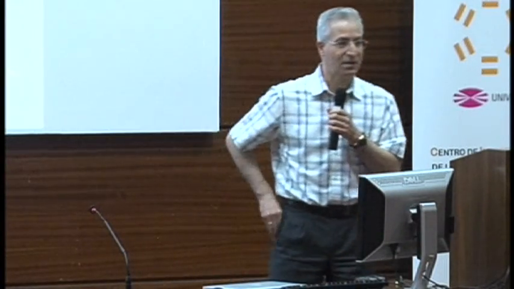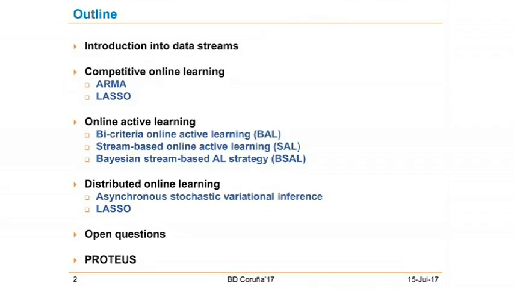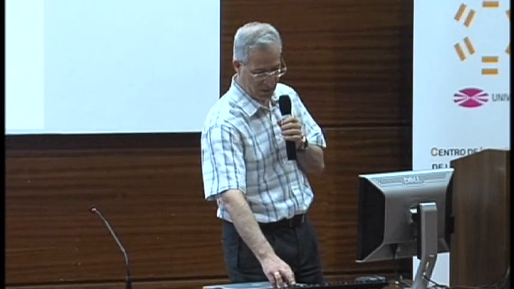I have many slides containing formal things and so on, but I will keep the presentation a little bit short. So this is the outline of this presentation. I will introduce what data streams mean. Then I will talk in particular about competitive online learning. I will try to summarize this section because it contains a lot of stuff. Then online active learning, and then I move on to distributed online learning. I have some open questions, but then I would like to introduce the Horizon 2020 project, which is related to this area of learning from data streams, and that was somehow already introduced.